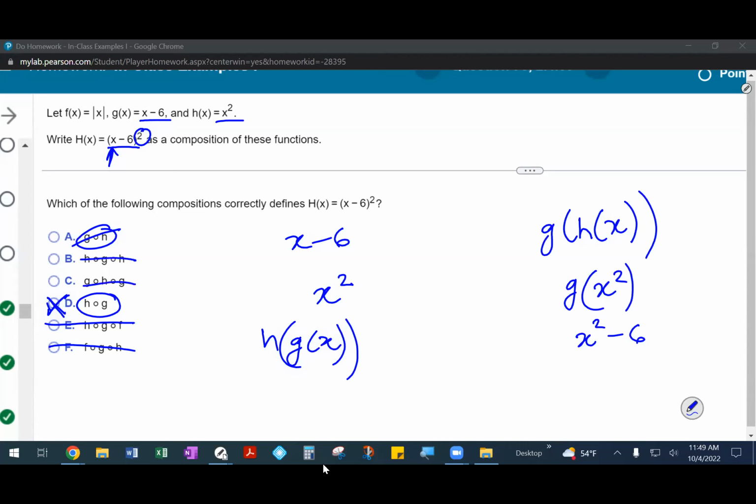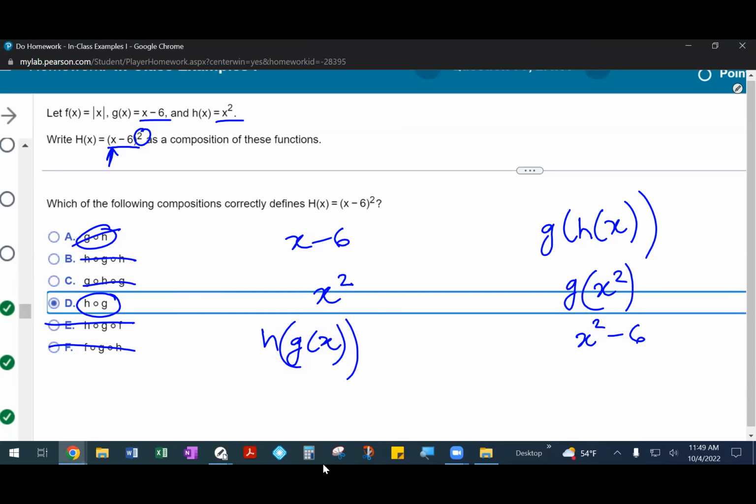We definitely did not need 3 compositions of the same function. So yeah, very nice. It does actually come out to be option B over here.